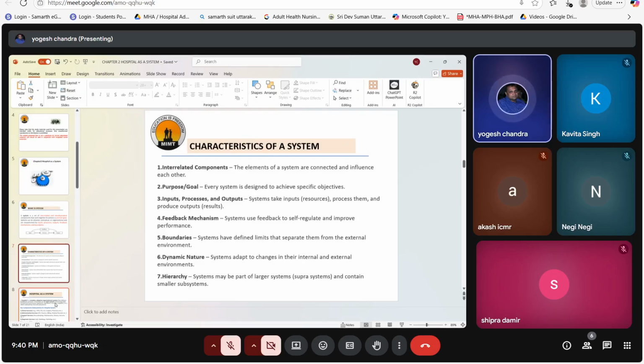Now we talk about some characteristics, from the point of view of writing and all. Interrelated components we have already talked about. Interdependent components we have already talked about. There must be some kind of purpose or goal. If an OT, operation theater, is there, there is some purpose: in the operation theater people's surgery will be done, and there must be some specific objectives, like which type of surgery will be done depending upon your inputs and all. Then in a system, there is input, process and output. Without the resources, you cannot process things and you cannot produce the result also.